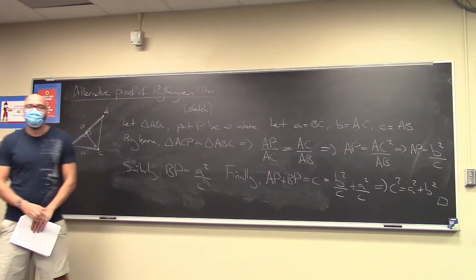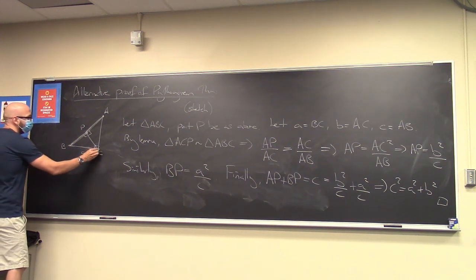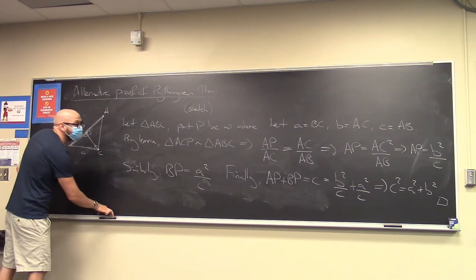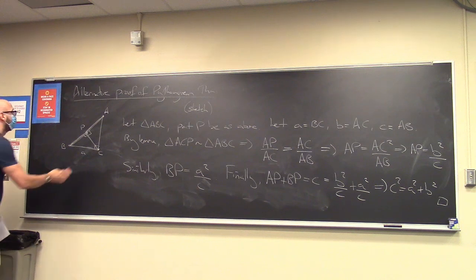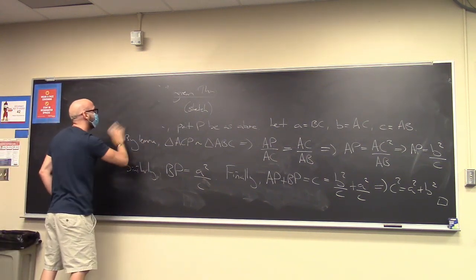Kind of a cool proof. As long as you know that this altitude cuts your triangle into two similar pieces that are both similar to the larger one, then proof of the Pythagorean theorem is almost immediate. So a really cool theorem, or a really cool proof, though I guess the theorem's cool too.